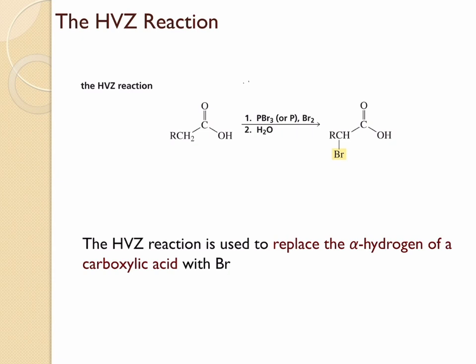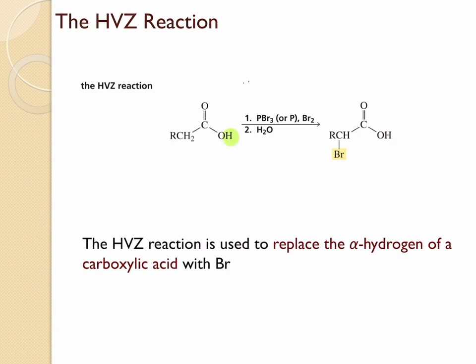Why? Because when you take a look into the structure, here we have the alpha hydrogen, here we have the hydrogen from the carboxylic acid. Now, between these two hydrogens, which one is more acidic? Obviously, the hydrogen from the carboxylic acid is going to be more acidic, and therefore, when you react it with a base, this is the hydrogen that will be abstracted.